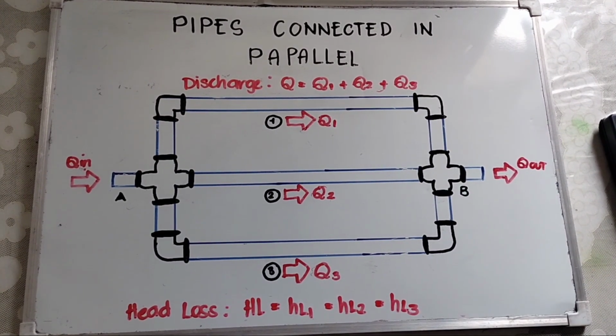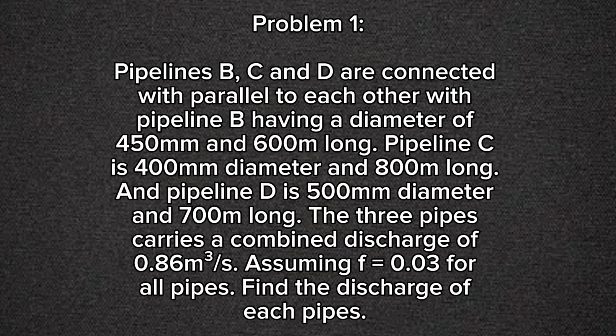Since we understand the concept of parallel pipes, let's dive into our problem number 1. Pipelines B, C, and D are connected parallel to each other, with pipeline B having a diameter of 450 millimeters and 600 meters long. Pipeline C is 400 millimeters in diameter and 800 meters long. And pipeline D is 500 millimeters in diameter and 700 meters long. The three pipes carry a combined discharge of 0.86 cubic meters per second. Assuming F is equal to 0.03 for all pipes, find the discharge of each pipe.